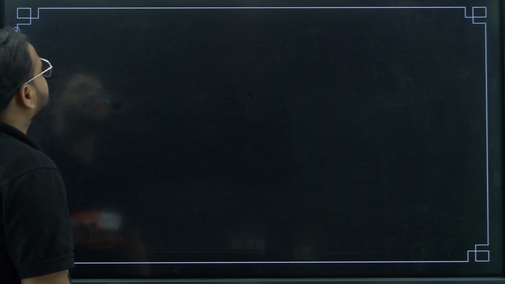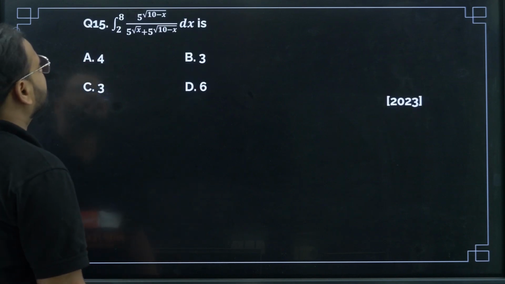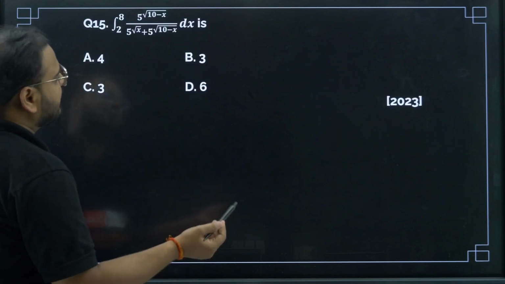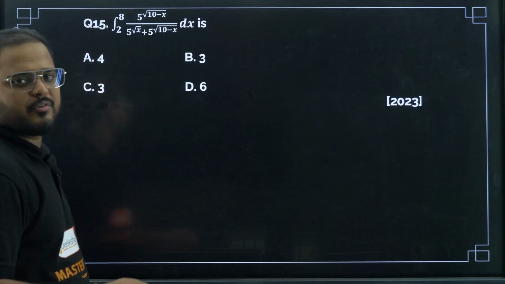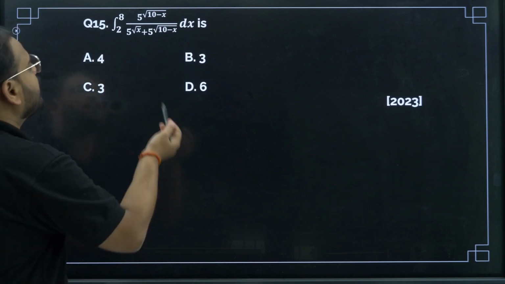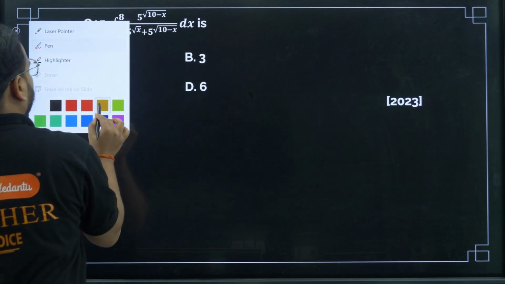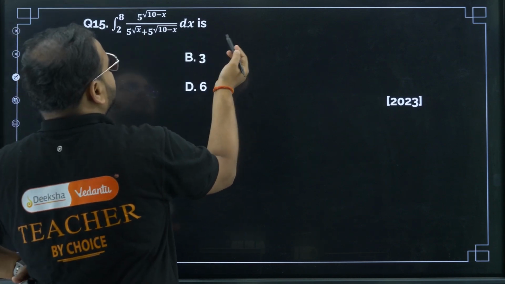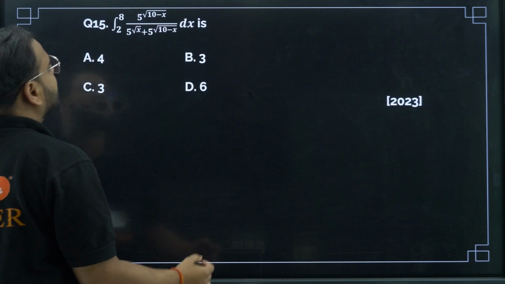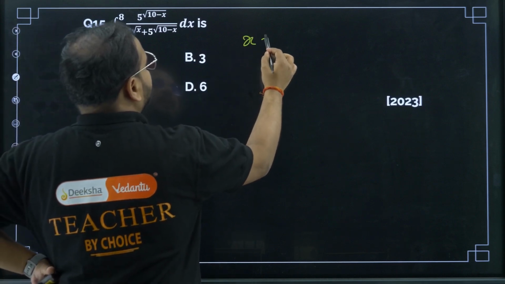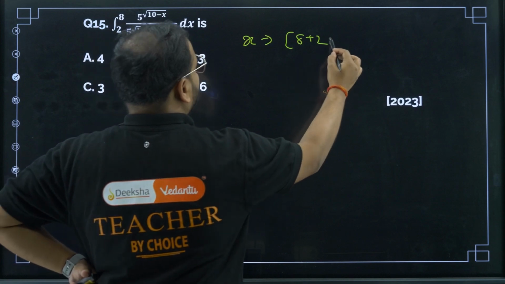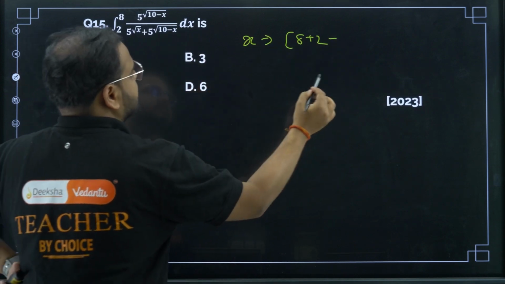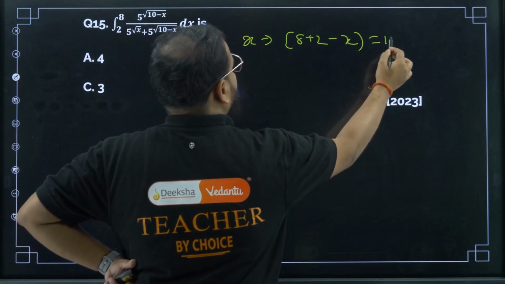Moving on to question number 15. Okay, this is a very simple question. I have done a similar question like this. So I'll give you the direct answer, you can do it. What you have to do, just replace this. I'll give you the condition how to solve it. This was asked in 2023. Replace x by the sum of the limits, 8 plus 2, minus x. So it is going to be 10 minus x.